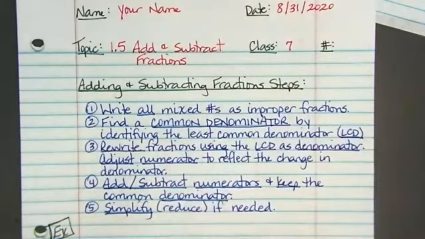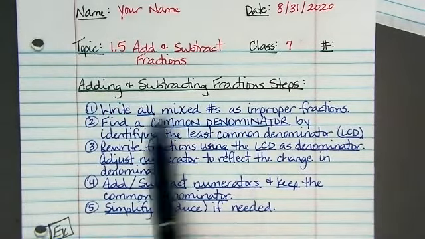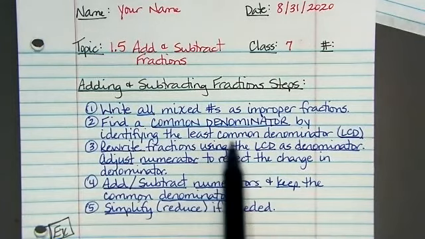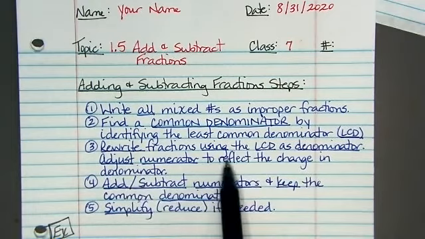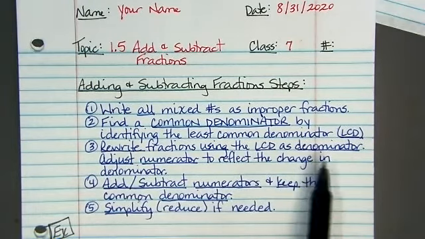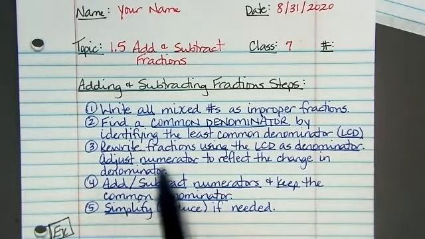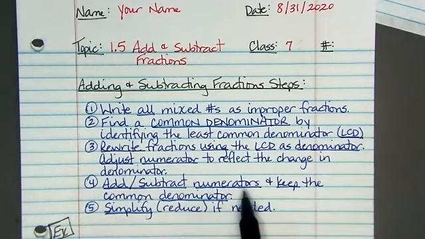And then this is your addition and subtraction fraction steps. The first step is always rewrite the problems from mixed numbers to improper fractions. Then you find a common denominator by identifying the least common denominator, the LCD. Then you rewrite the fractions using the LCD as the denominator. Adjust your numerator as needed. And then we add or subtract the numerators and keep the common denominator. And then if it's needed, you simplify.